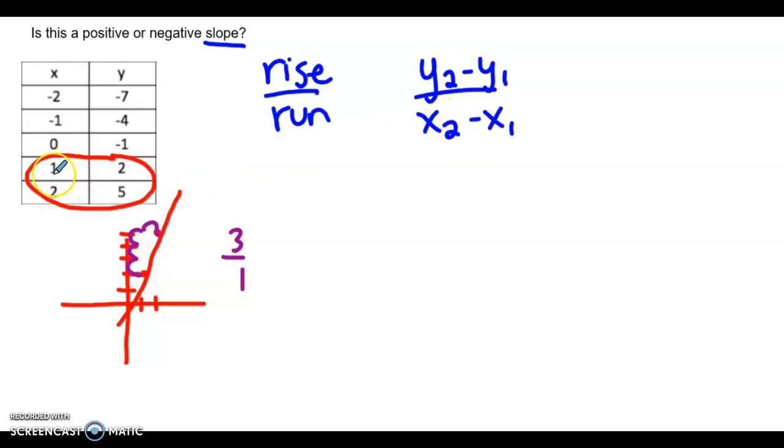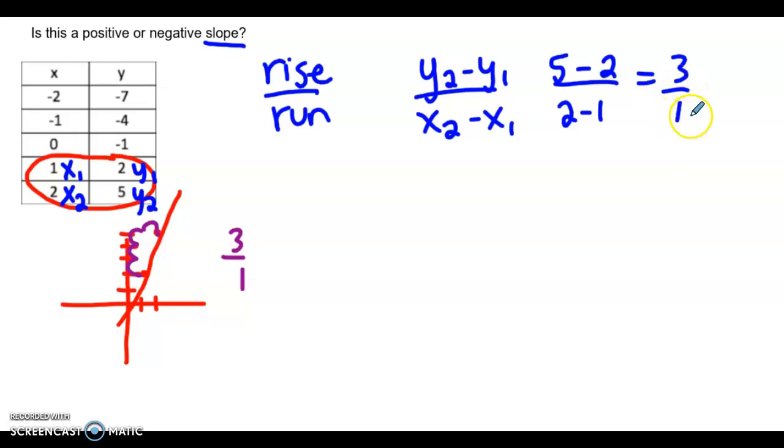So if I'm going to use the slope formula, I need to label these. We know that this is our x value, so I'm going to go ahead and let this one be the first x value, and this one's going to be the second x value. I'm going to let this one be the first y value, and this one's the second y value. And then I plug them into my formula. y2 is 5, minus y1 is 2, the x2 is 2, and the x1 is 1. So 2 minus 1. And I simplify, and again, I get 3 over 1.